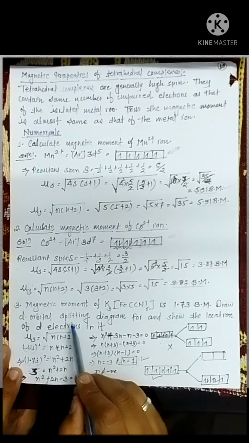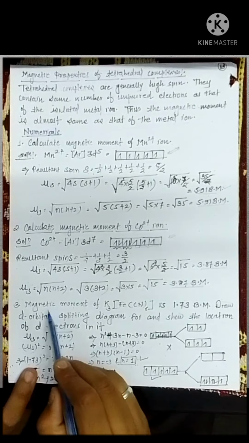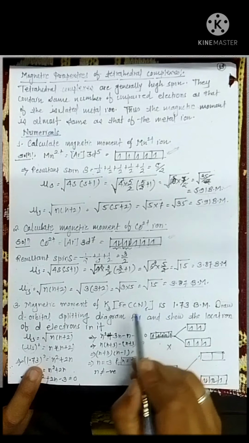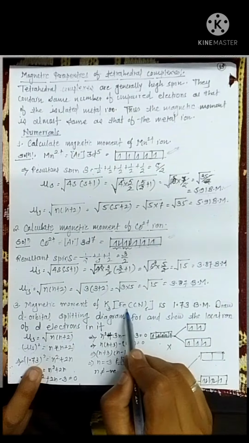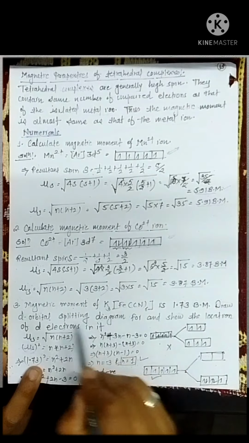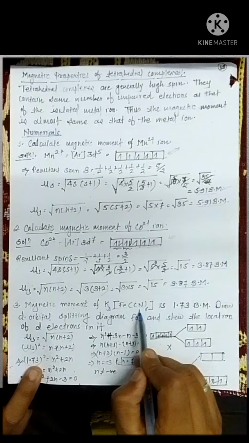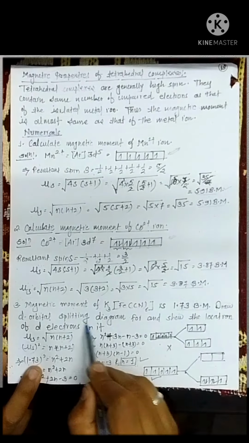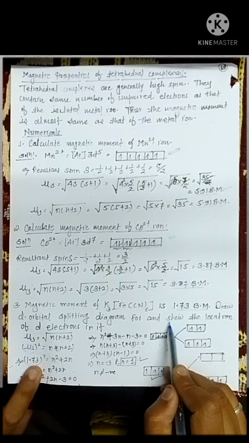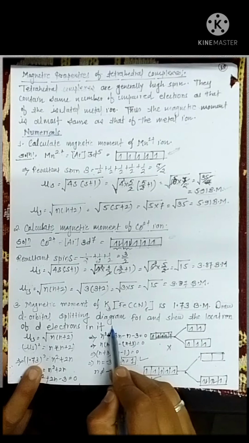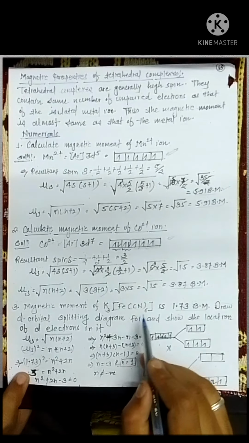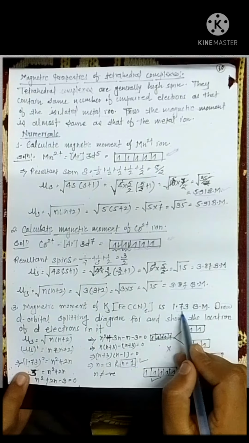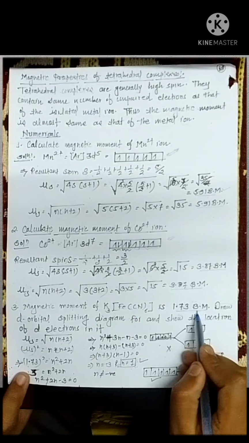Now this is a very interesting numerical. The magnetic moment of this potassium complex is given as 1.73 Bohr magneton. Draw the d orbital splitting diagram for it and show the location of d electrons in it. First of all we have to calculate the number of unpaired electrons. So we are given the magnetic moment value, that is 1.73 Bohr magneton.